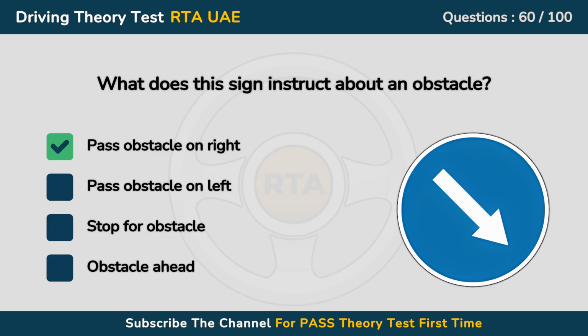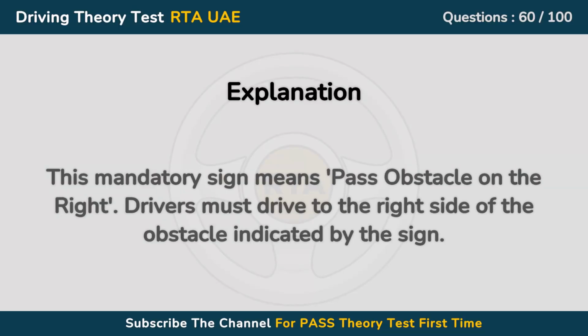Answer is A. Pass obstacle on right. This mandatory sign means pass obstacle on the right. Drivers must drive to the right side of the obstacle indicated by the sign.